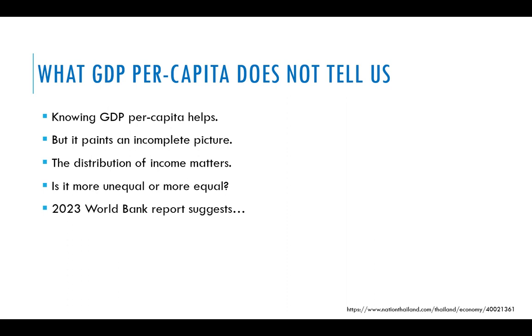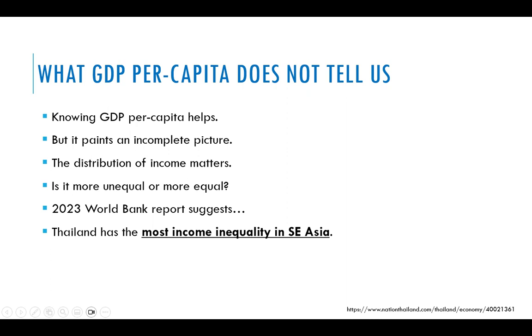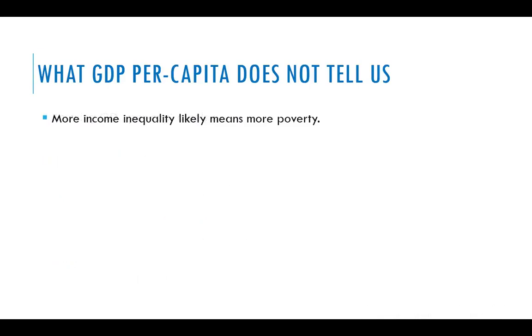Now, according to the 2023 World Bank report that I was reading, it suggested that Thailand has the most income inequality in Southeast Asia. Okay, well, that's not great. I mean, it's a growing economy and that's good, but it also has large degrees of income inequality. So the average income is rising, standards of living are going up, and that's always a good thing. But countries don't want to have more income inequality. More income inequality likely means more poverty. Let's think about why that would be the case.